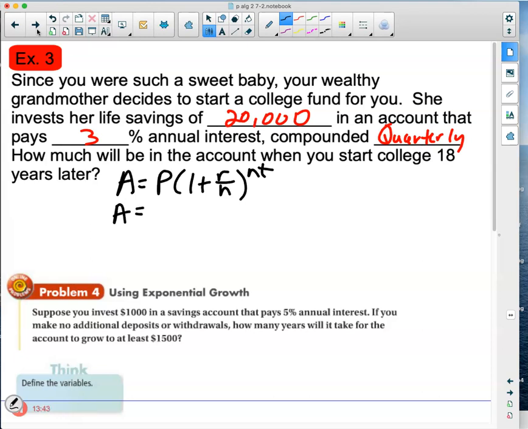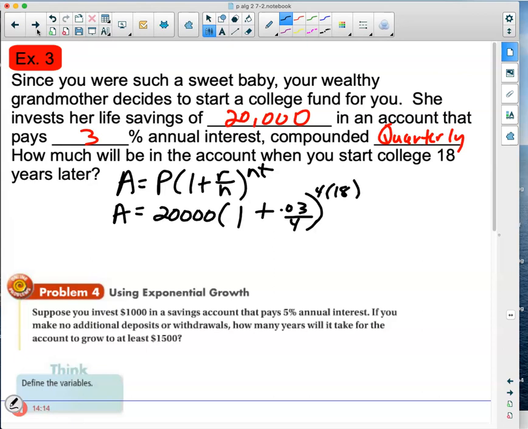What was the principal? What did Grandma put in the bank? Yep. Make sure you get all your zeros. Interest rate as a decimal? Uh-huh. And what are we using for N? 4 for quarterly. Make sure you put that in both spots. And how many years was that going to be in there? 18.